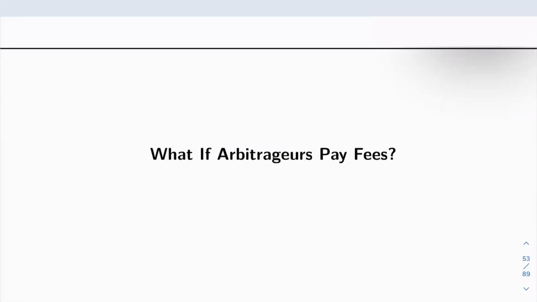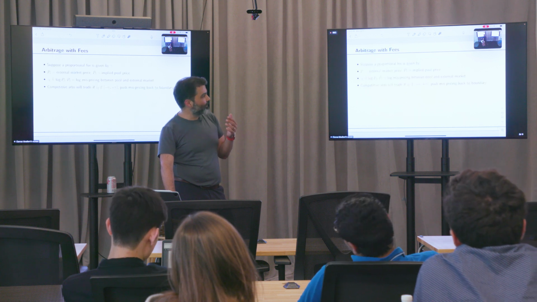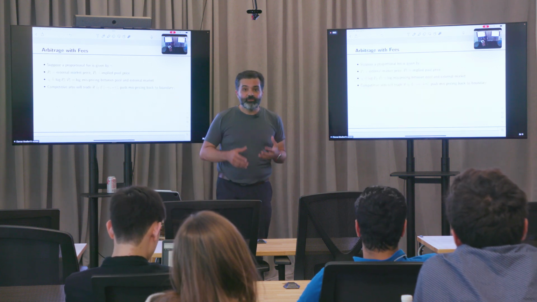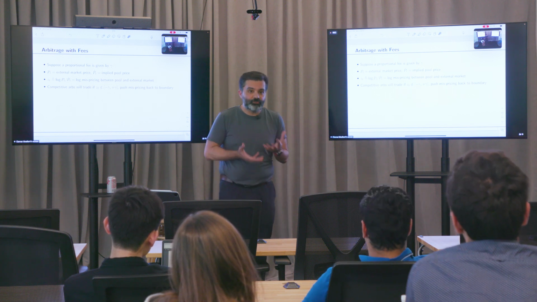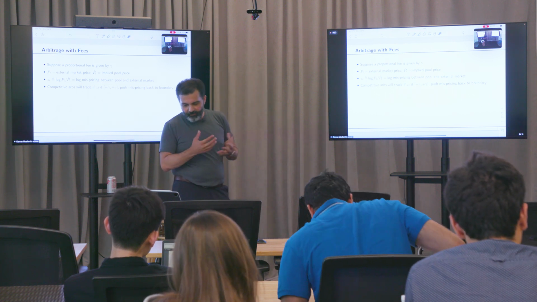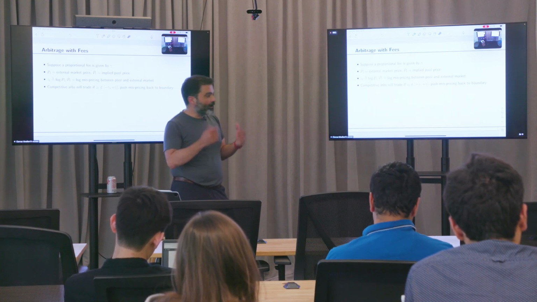OK. So my assumption so far has been that when the arbitrageurs come and they pick off the stale prices in this pool, that they're not paying fees. We did that for tractability, but in reality, of course, they do pay fees. And fees can be potentially a significant friction, right? And so it's important to understand how that is going to impact the amount of MEV that they can pull from the pool. So let's add fees.